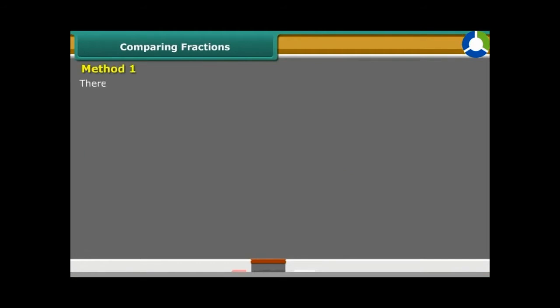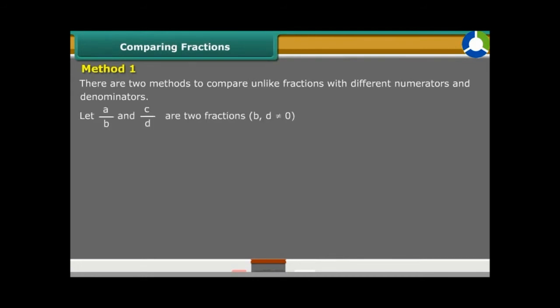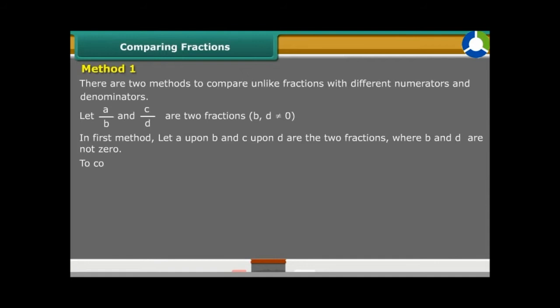Method 1. There are two methods to compare unlike fractions with different numerators and denominators. Let A/B and C/D be two fractions where B and D are not equal to 0. In the first method, to compare them, we find the products AD and BC.